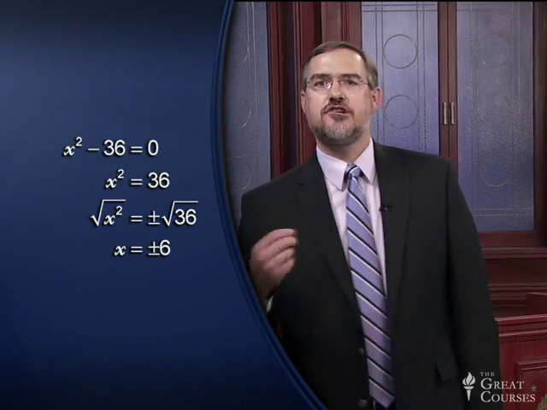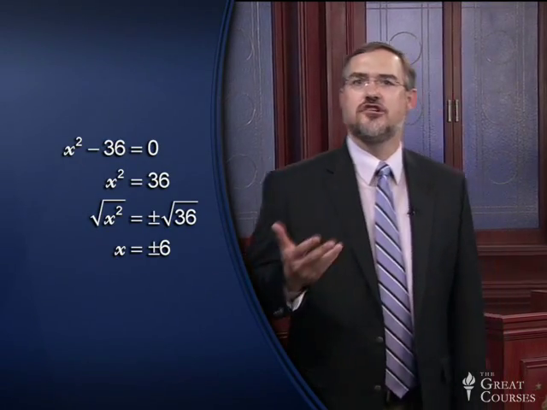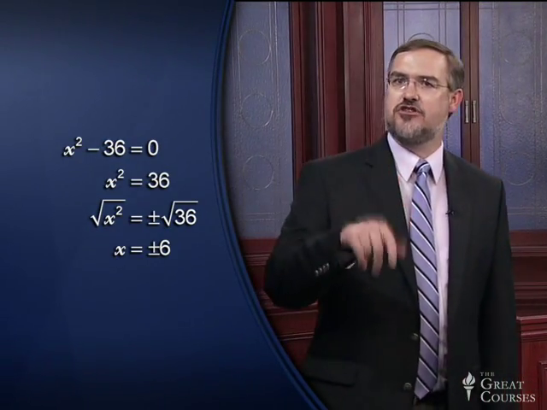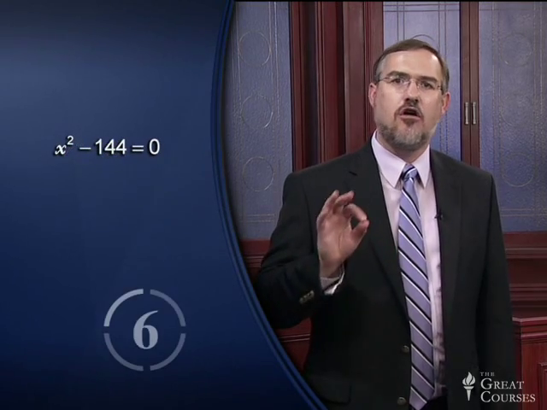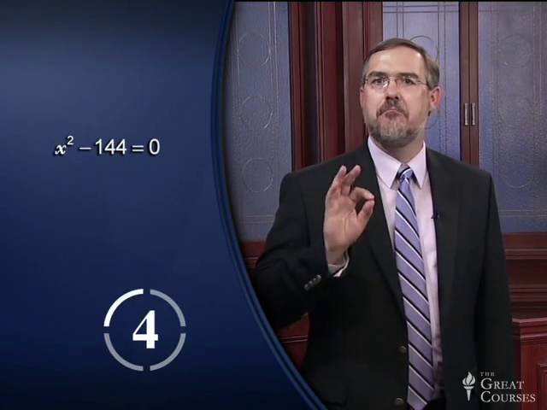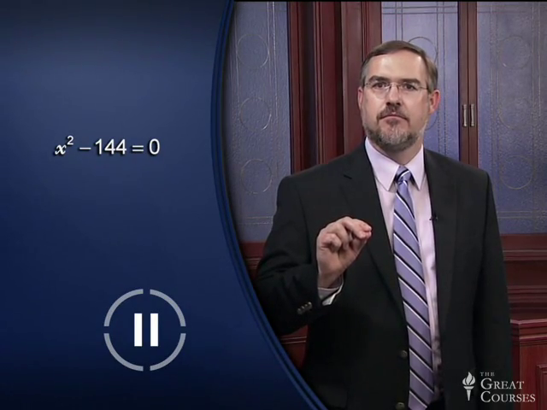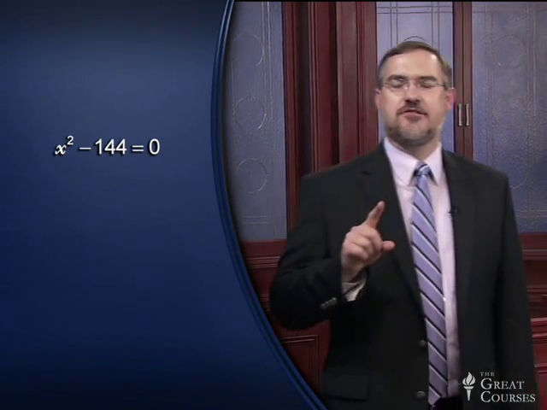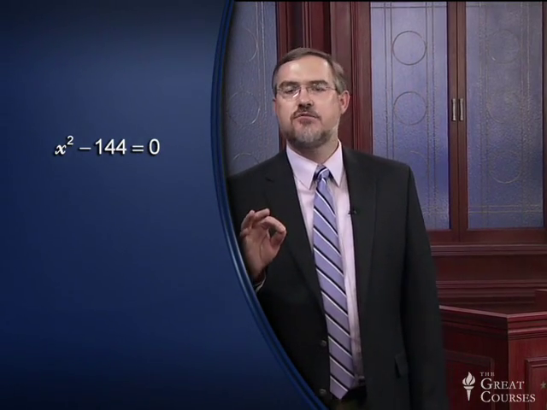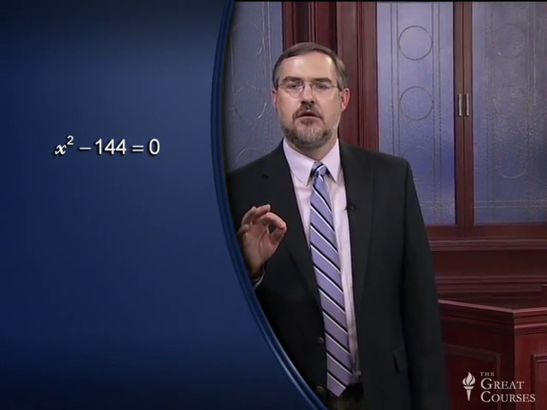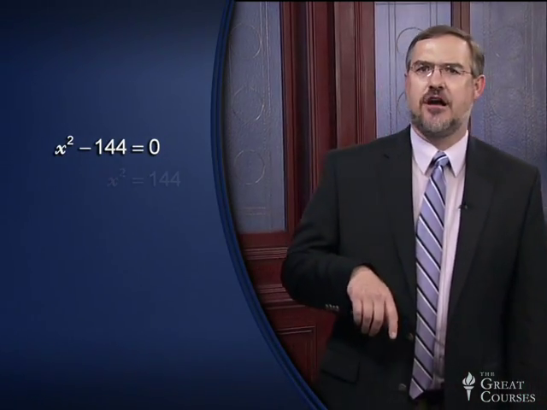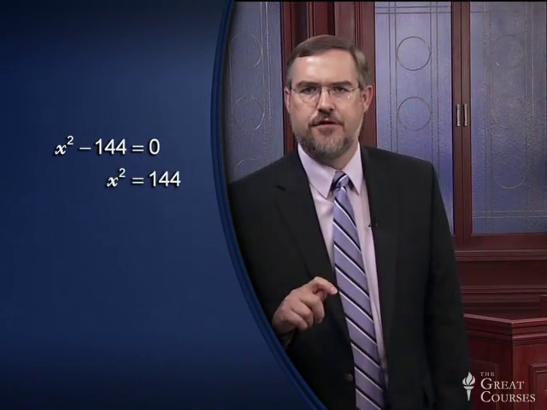All right, let's try solving another equation using some square roots, and I'm going to suggest you try it first. Here's the equation. Solve x squared minus 144 equals 0. Okay, let's follow the same steps that we just followed in the previous example. x squared minus 144 equals 0. Adding 144 to both sides gives me x squared equals 144.